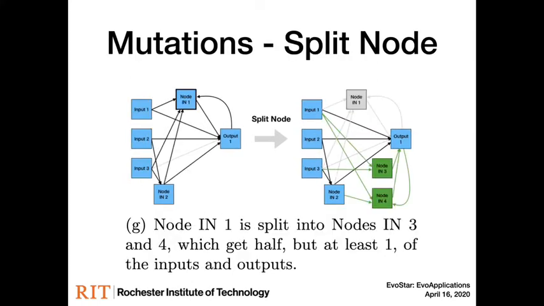Then we have a split node operation, which will select a random node, disable it, and disable all of the incoming and outgoing and recurrent edges. Then it will create two new nodes, and it'll split those incoming and outgoing edges between the two new nodes equally. Each of them is going to get half, but if there's only one incoming edge in the original node, they'll both have it because you can't split an edge in half. So each is going to have at least one incoming and one outgoing edge.